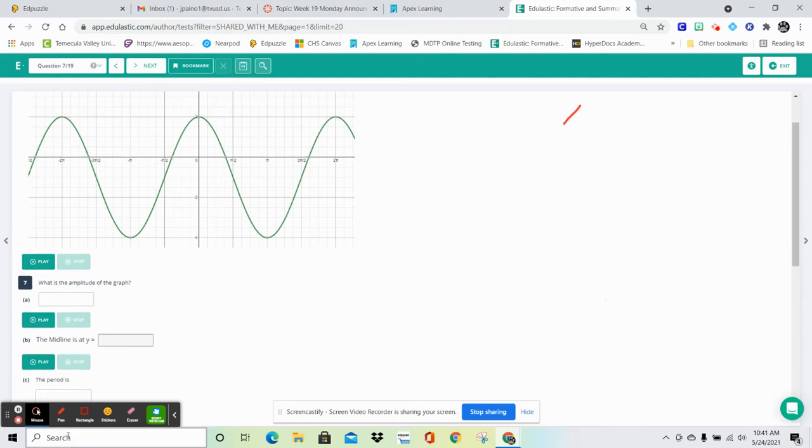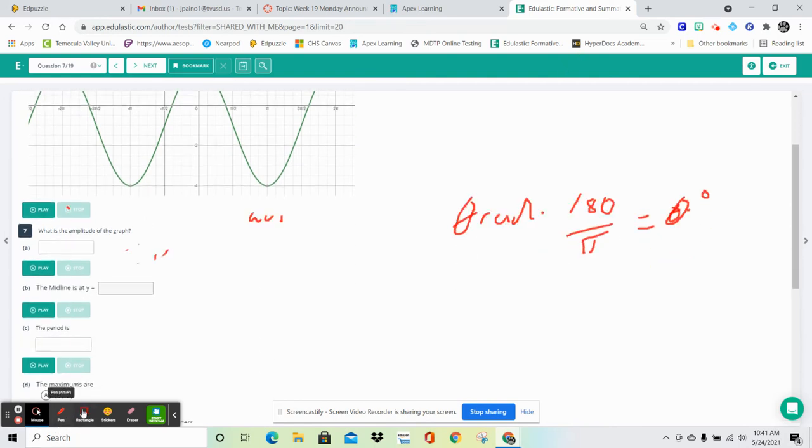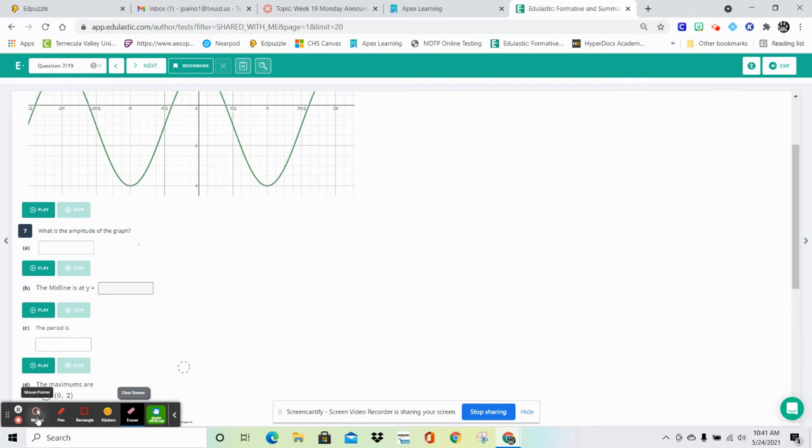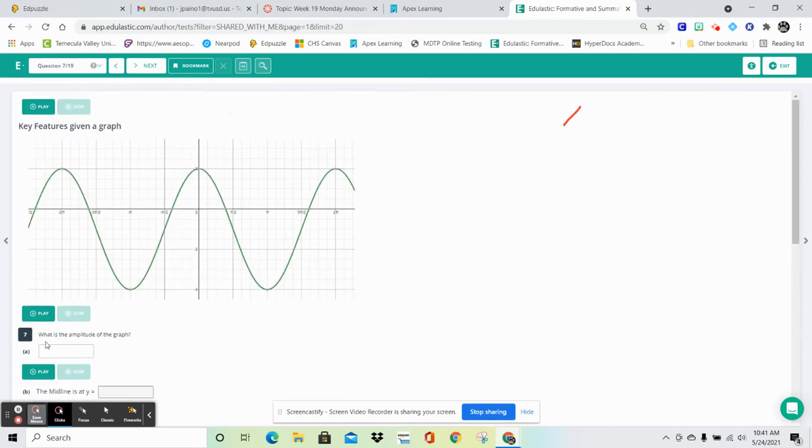All right, key features. Why this stuff keeps popping up. So what are the key features here? What are we looking for? We want the amplitude of the graph. The equation is not given to us, so we can't just say what's a. What we have to do is find the midline. So the midline here is at -1.